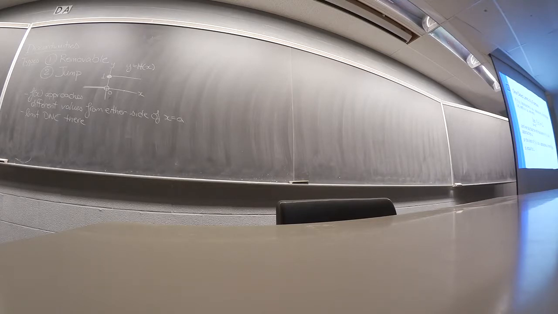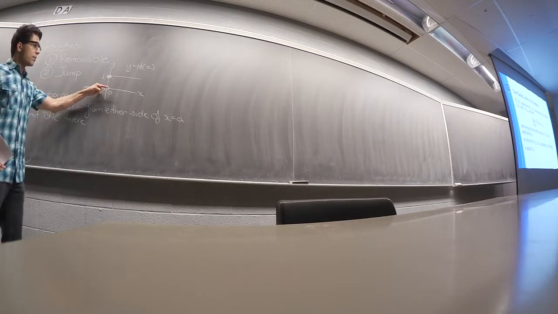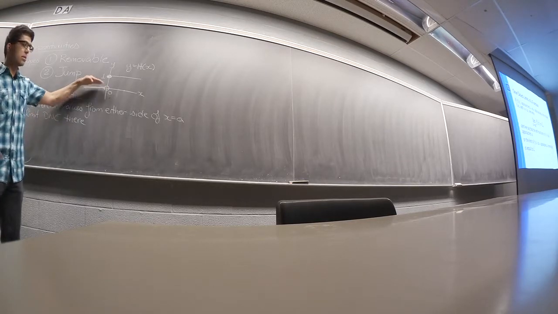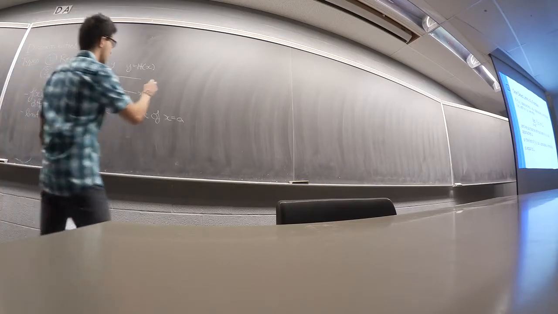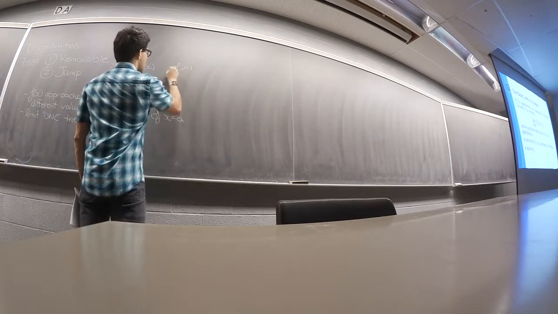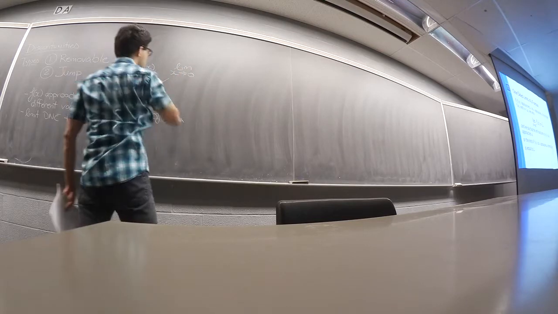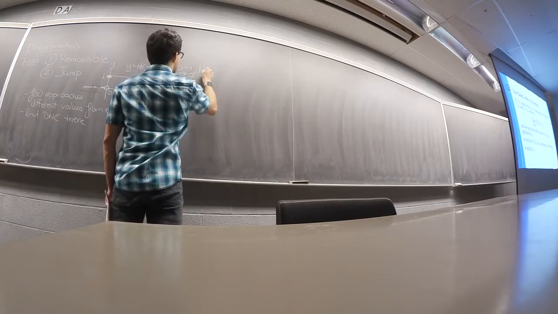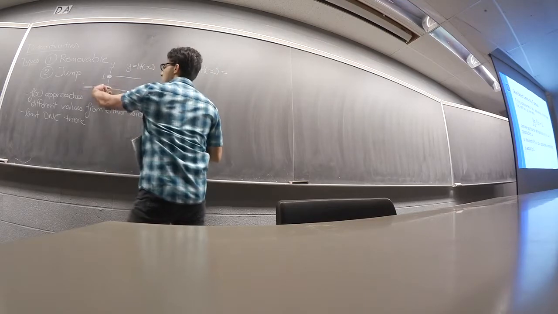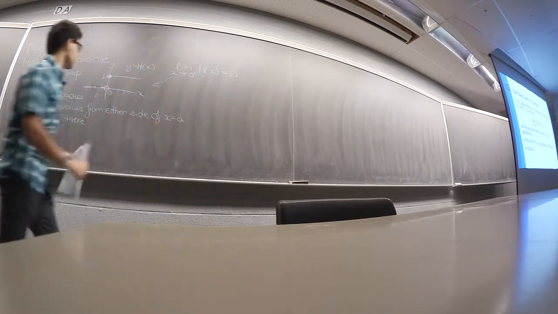If f at x approaches L as x approaches a from the left, that is, for values of x less than a, we write that, and we say that the left-hand limit of f at x as x approaches a, or the limit of f at x as x approaches a from the left, is equal to L. So for this one, as I approach 0 from the left, the limiting value is 0.